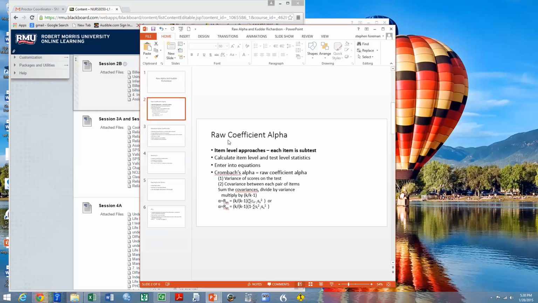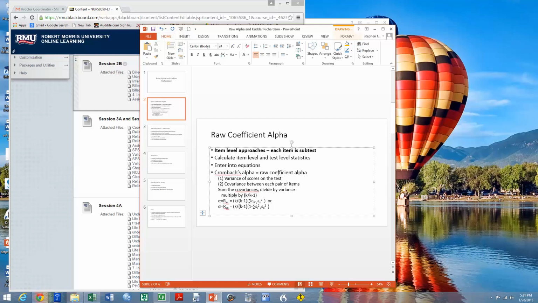The raw coefficient alpha looks at each item level and compares it to test level statistics. So we look at the variance of the scores on the test in total, and then we look at the covariance between each pair of items. We sum the covariances and divide by the variance and multiply by the number of test items divided by the number of test items minus 1. And then we sum those up.